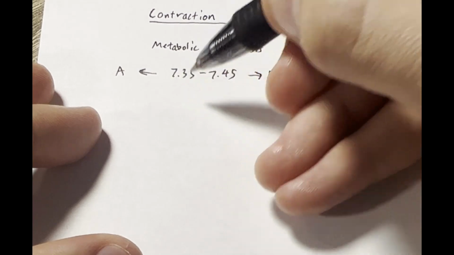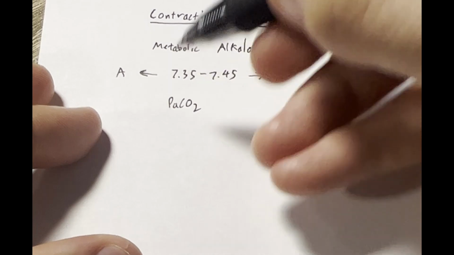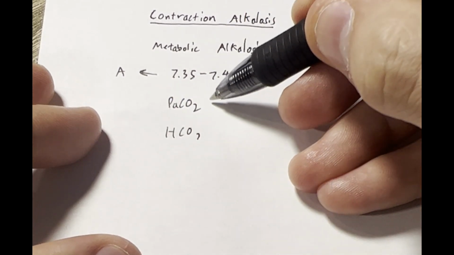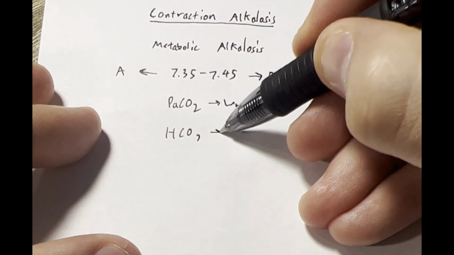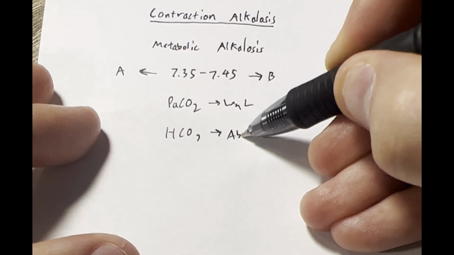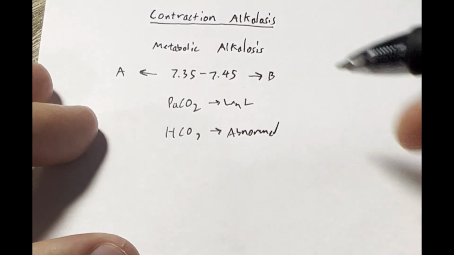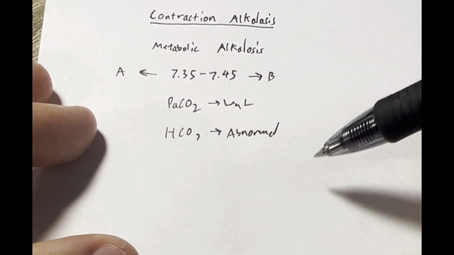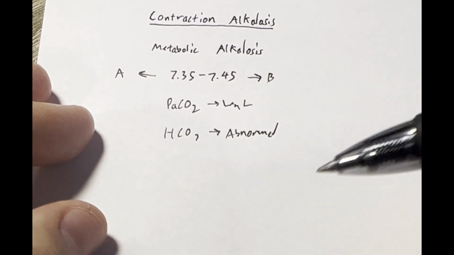And then a quick way that I like to think about it: if you want to know is it respiratory versus metabolic, you look at your CO2 and then your bicarb. Say that your PaCO2 is within normal limits, but your bicarb is abnormal. I know this is not great handwriting, but that's going to tip us off that it is, in fact, a metabolic alkalosis. All right, so let's go ahead and get into it.